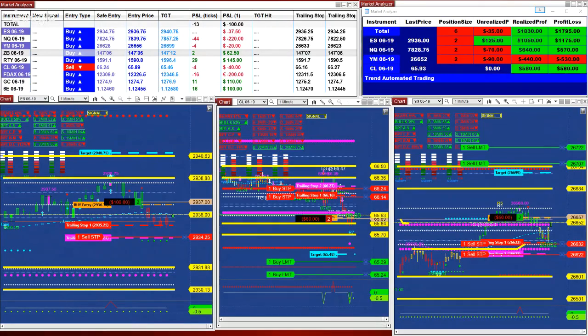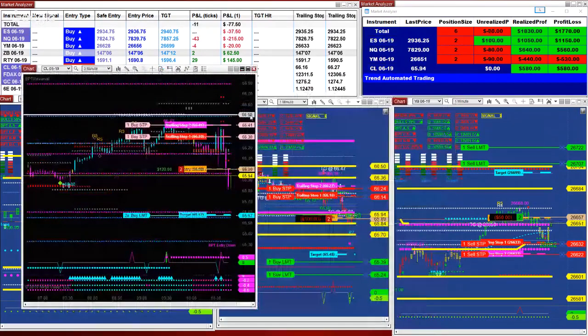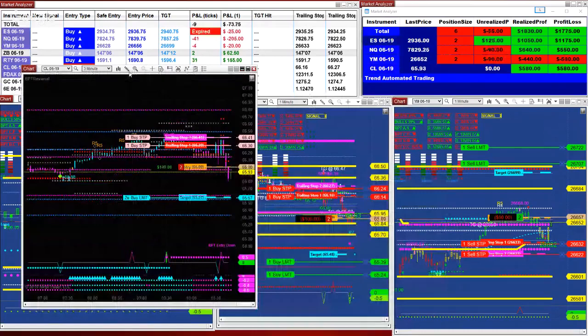However, on the automated trade on the CL, the same as this one here, we're still on that trade with the automated trade based on the 3 minutes.